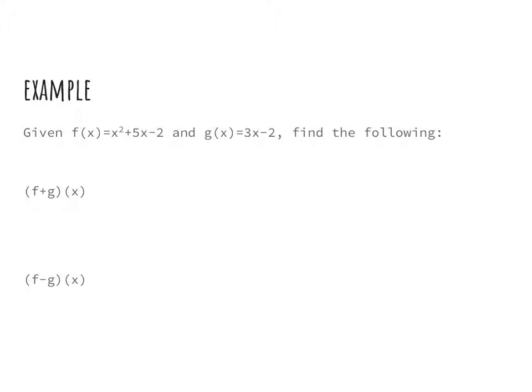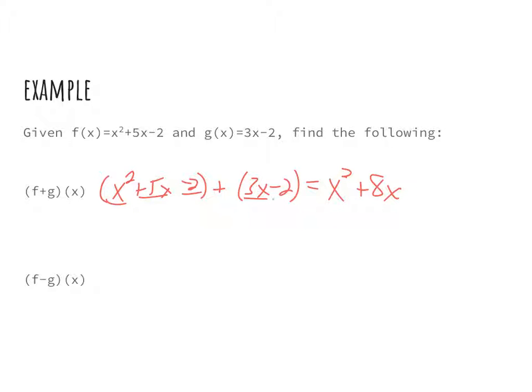Our next example, we've got f of x is x squared plus 5x minus 2, and g of x is 3x minus 2. We're going to go ahead and add and subtract those together. So x squared plus 5x minus 2 plus 3x minus 2. Again, adding like terms. I've only got the 1x squared term. Now I've got 5x plus 3x. That gets me 8x. Negative 2 plus a negative 2 is the same as negative 2 minus 2, which gets me a negative 4. So x squared plus 8x minus 4.